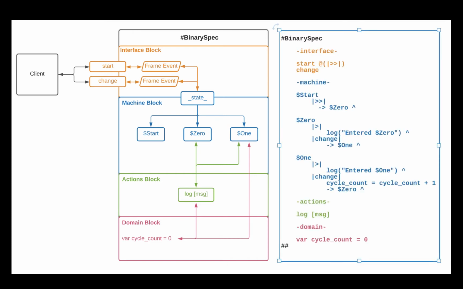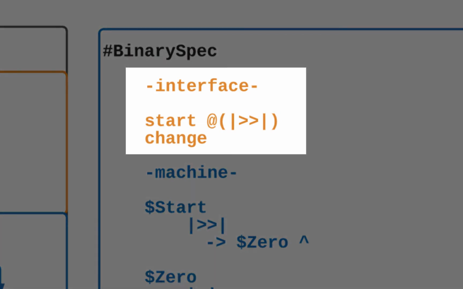Here we can see the frame spec for the system we will implement. In orange, we see the interface with 2 interface methods, start and change. As discussed, each of these methods will instantiate a frame event and send it into the state machine. Notice that no parameters or return value are declared. In Frame, if parameters or return values don't exist, or are a default value, they're not specified.